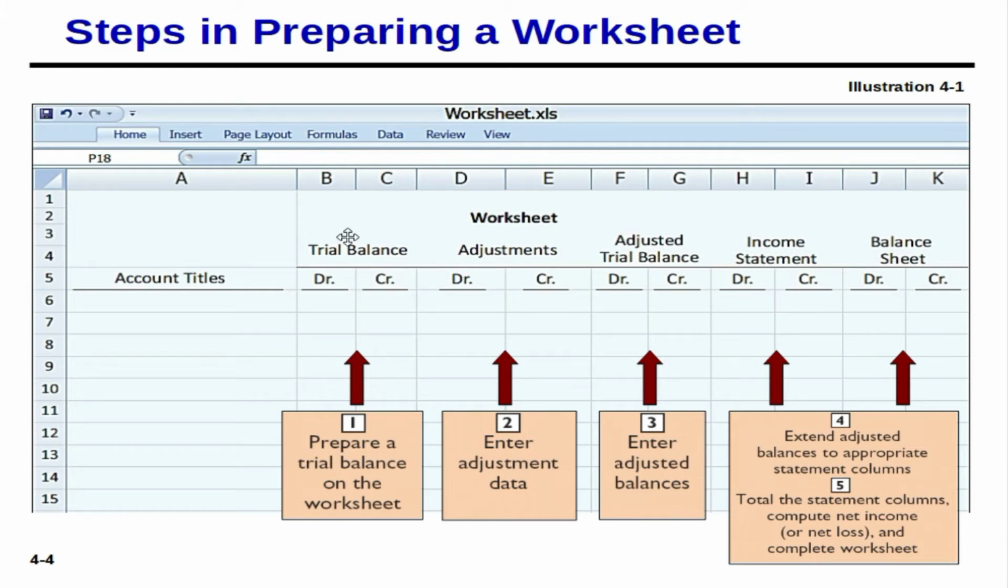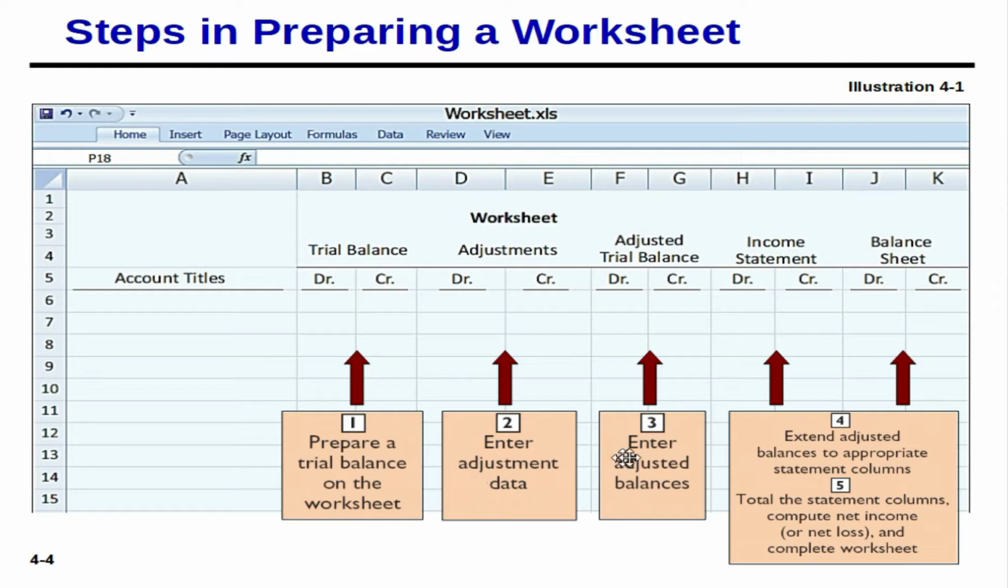So we have a trial balance heading and then two columns, debit and credit. Then we have an adjustments heading, and a debit and credit column for adjustments. Then we have an adjusted trial balance, just like you've seen in other videos, and we also have a debit and credit classification for the adjusted trial balance. And then you have your income statement and balance sheet headings, and you have a debit and credit column for the income statement and a debit and credit column for the balance sheet. And as you can see here, step 1, prepare the trial balance. You start with that. Then you do your adjusted entries.